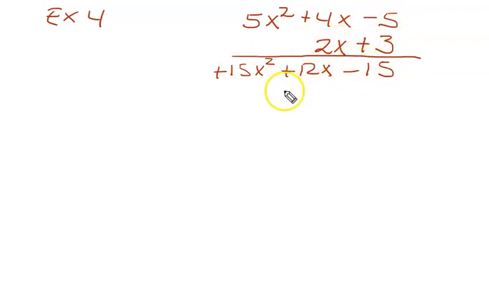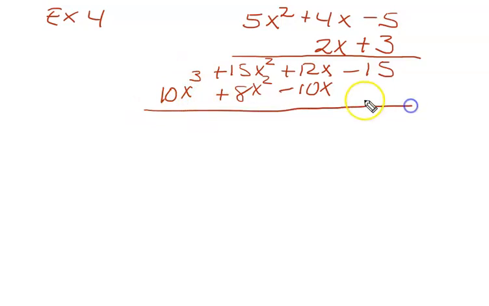This is going to give you a negative 10x that you must put in the like term column. 2 times 4 is 8. This is going to be a positive 8. X times x is x squared. 2x times 5x squared is going to be 10x cubed. And again, check your work as needed.